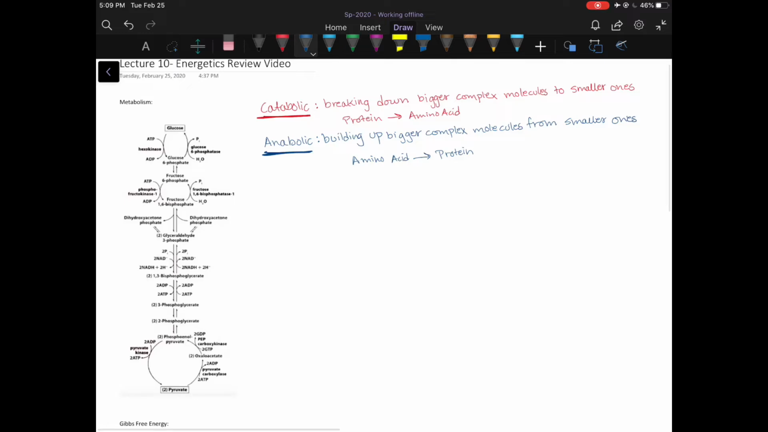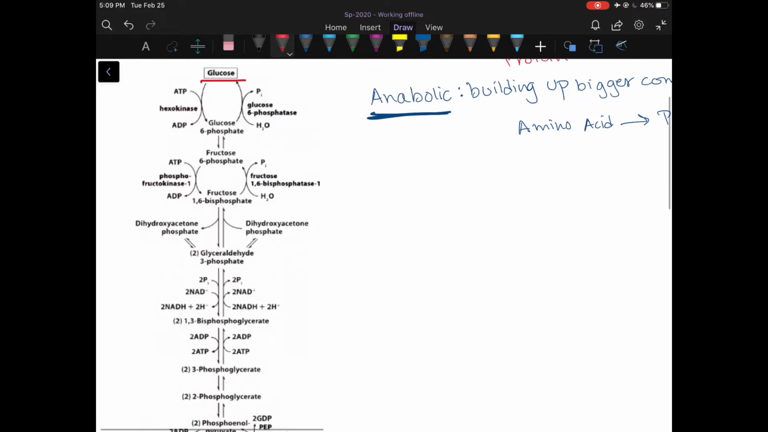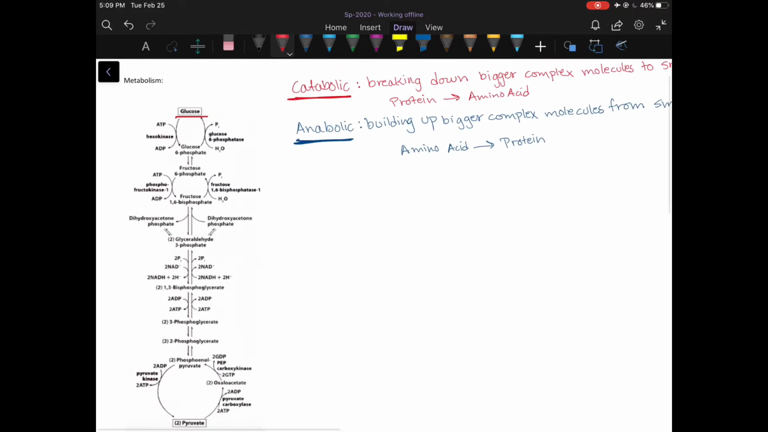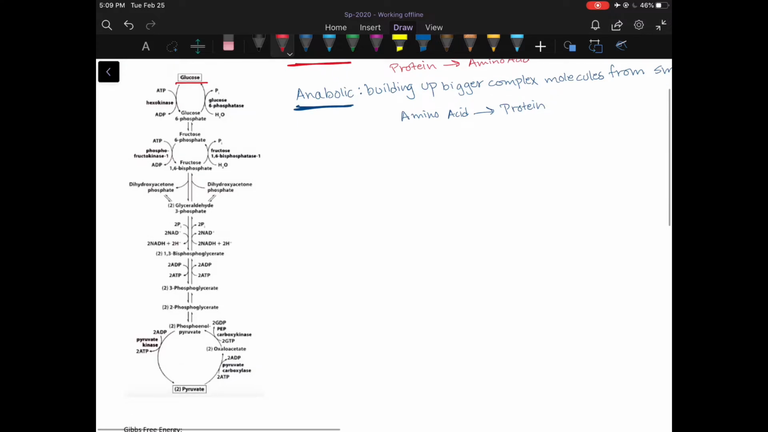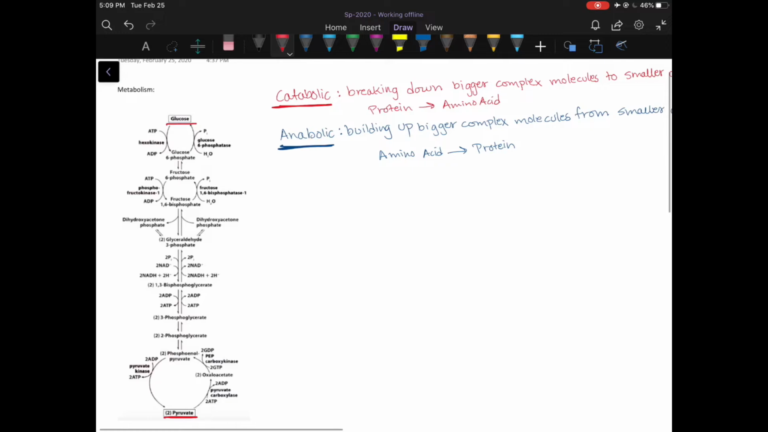All right, and to give you guys another example, we can look at this diagram to the left here. So we can start here at the top with glucose. And in this reaction pathway, glucose goes all the way down until it becomes 2 pyruvate. So the reaction going from glucose to pyruvate is actually a catabolic reaction because it's breaking down glucose, which is a bigger molecule, into pyruvate, which is a smaller molecule.